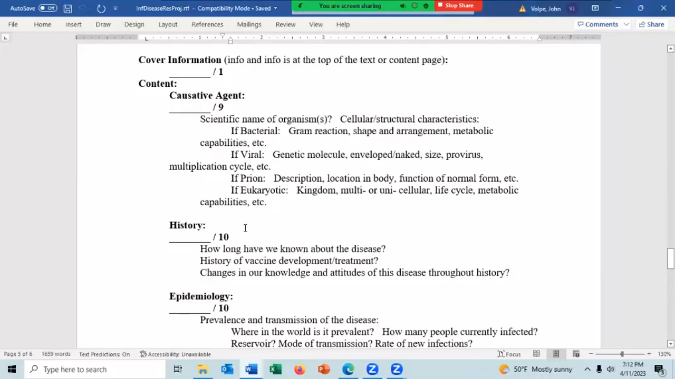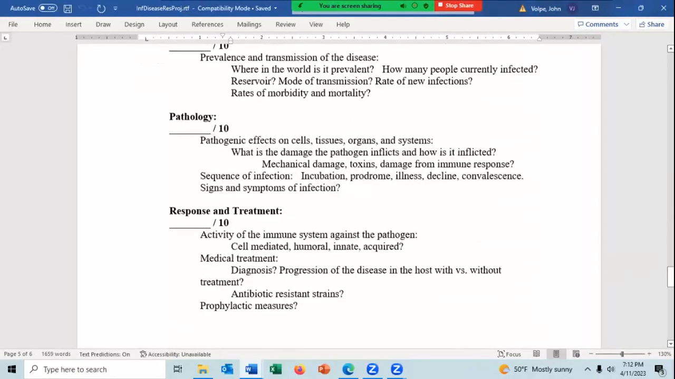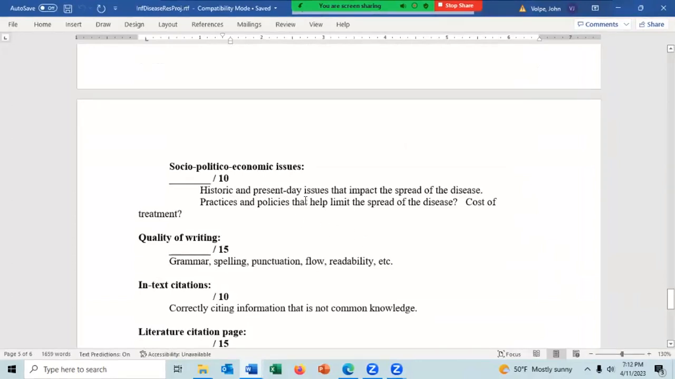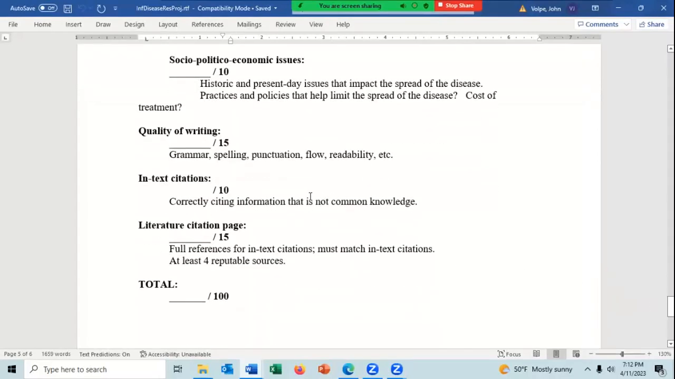On the history, it'll be worth 10 points. Epidemiology, 10 points. Pathology, 10 points. Response and treatment, 10 points. Social, political, and economic issues, 10 points. And this one will be easy. And then you'll be at 15 points on the quality of writing. So what's the grammar, the spelling, the punctuation, the flow, and the readability? Generally, unless you do a really poor job, people only will get a -2 for that.